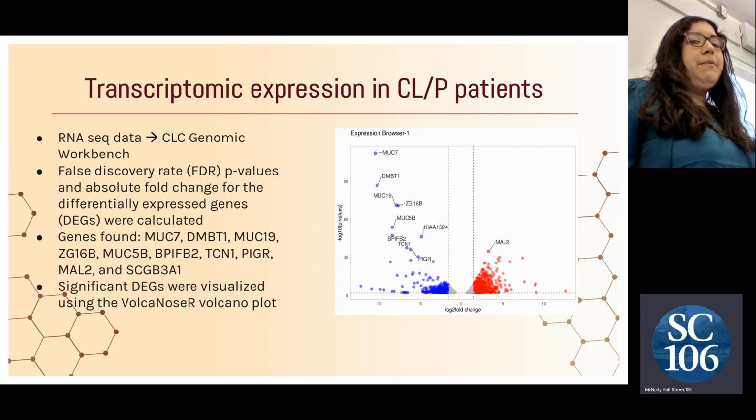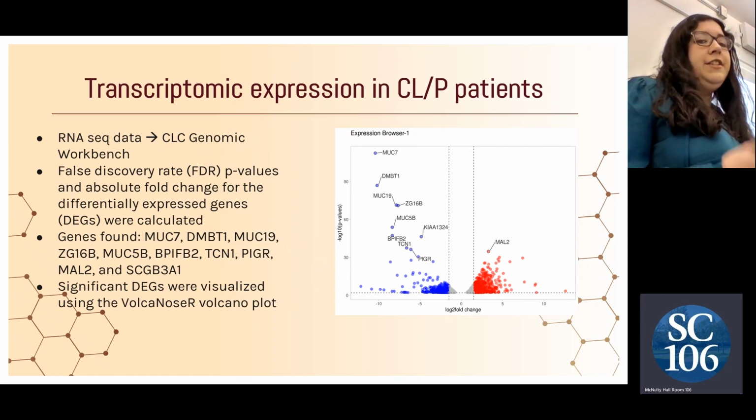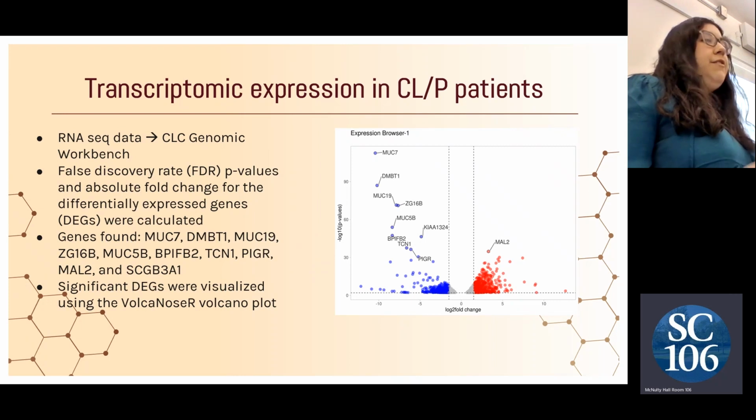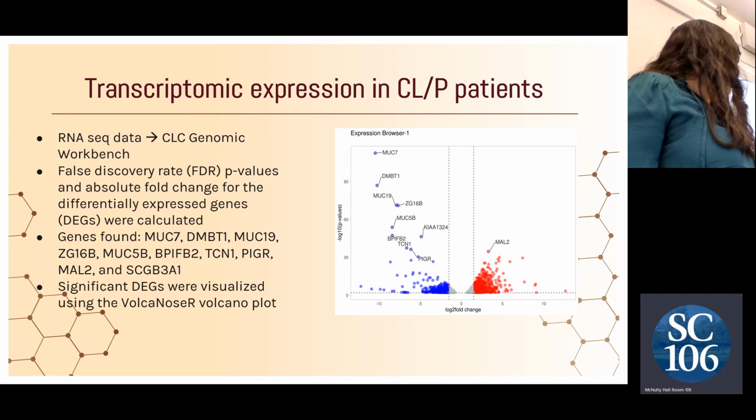So going into transcriptomic expression in these patients, we put the RNA-seq data into CLC Genomic Workbench, and through this we were able to find the false discovery rate, p-values, and the absolute fold change for the differentially expressed genes, or DEGs for short. As you can see here, these were the genes that were found. So we were able to plot these in a volcano plot. And as you can see here, the blue represents downregulation and the red represents upregulation.